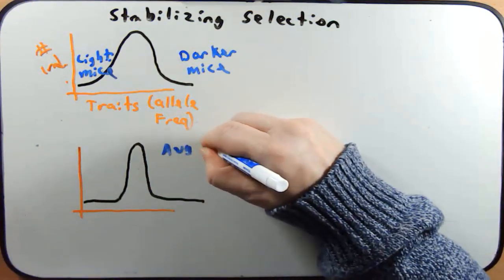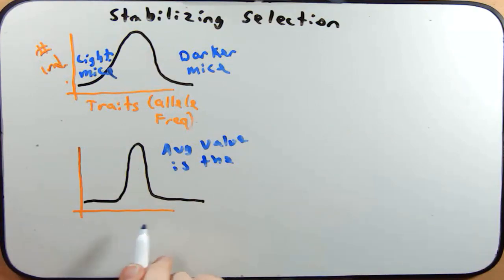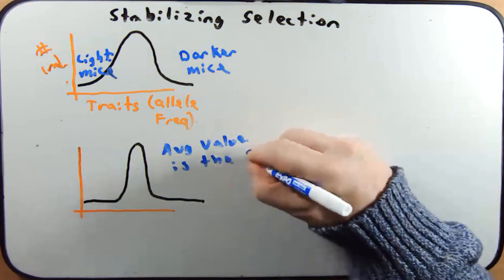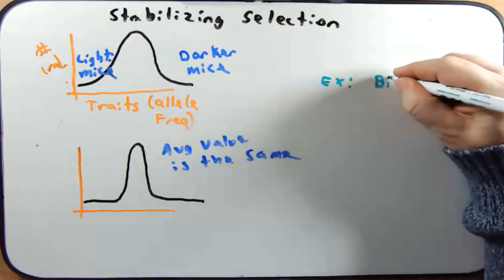So I'm going to just write this here. Average value is the same. With directional selection, the average value, remember, shifted. So average value is the same here. Another good example of this is birth weight in humans.